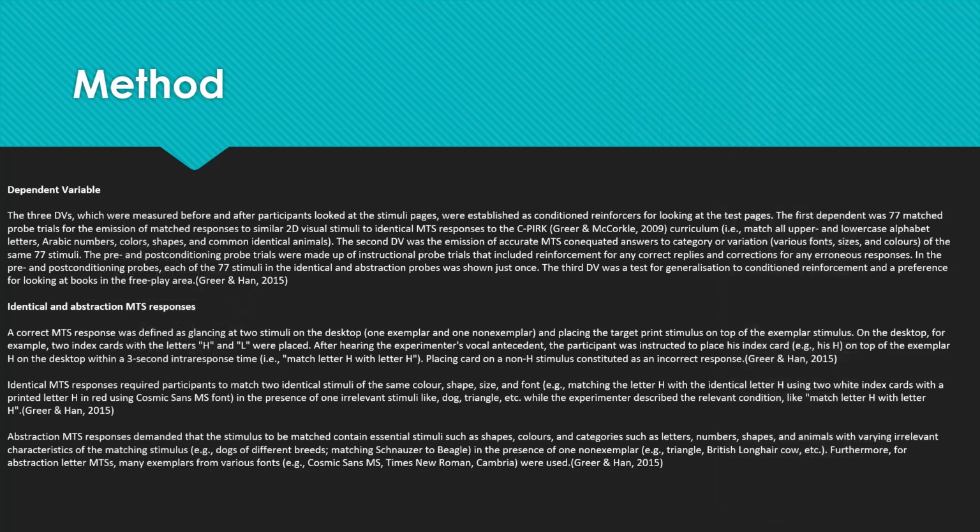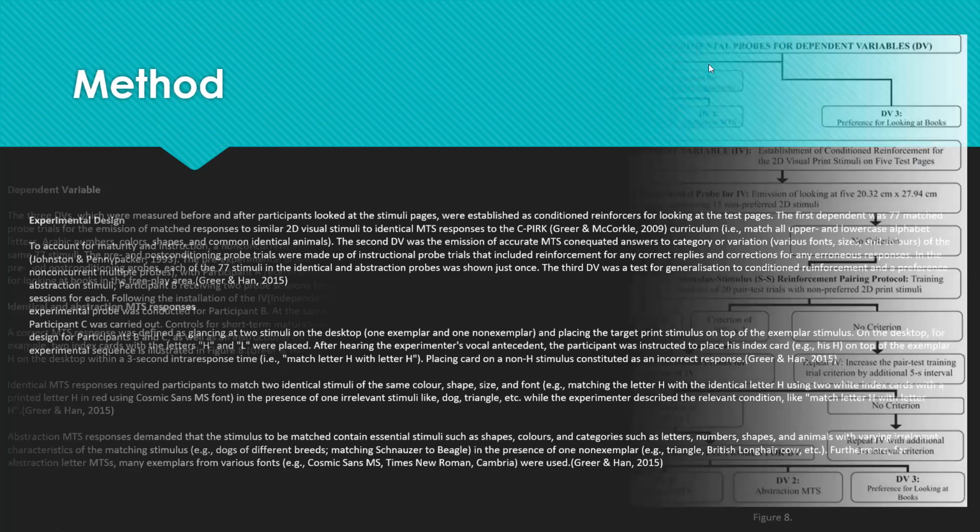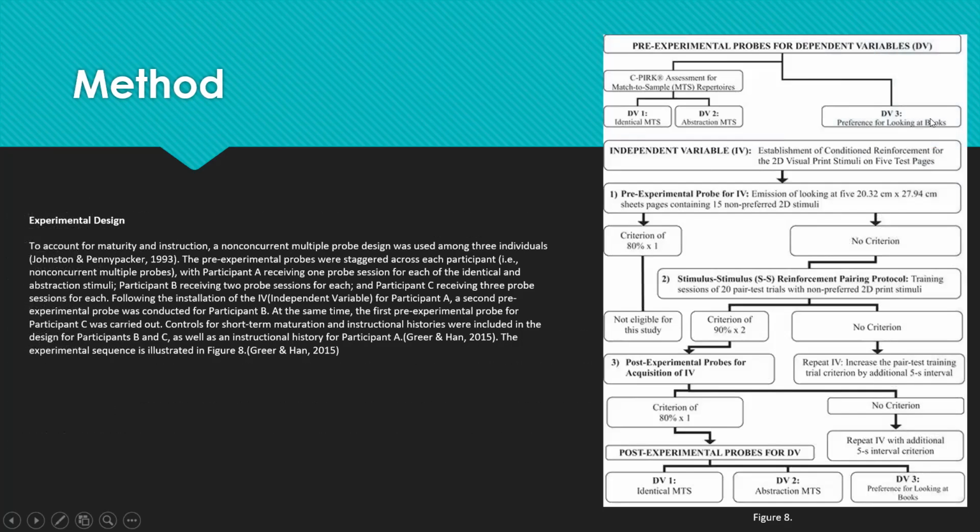Now methods, again, and dependent variable. The 3 dependent variables were measured before and after participants looked at the stimuli pages. Look, here we have 3: 1, 2, 3, and at the end, 3 again. We measured the change, after the introduction of the independent variable, what were the changes to the dependent variable? Because we were reinforcing the visual print.